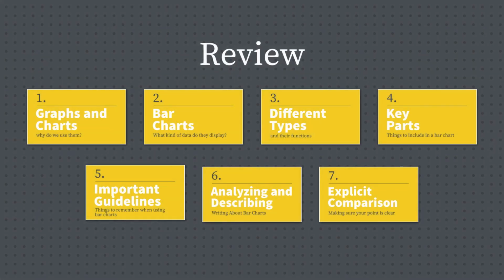So quickly to review, we looked at what we use graphs and charts for, and we said that is to make a lot of information much easier for our readers to understand. We looked at what bar charts are used for, and then we looked at the different types of charts. And we also looked at the key parts that you must include whenever you are using a bar chart, and things to think about in terms of using the colors and making sure that everything is clear and easy to read. We then looked more closely at how to structure your paragraph by stating a clear trend and then giving examples of that trend. And we've just looked at making sure that your comparisons are explicit.